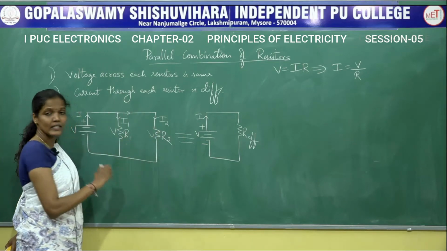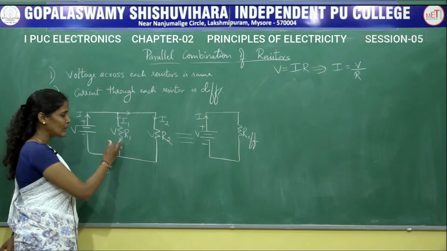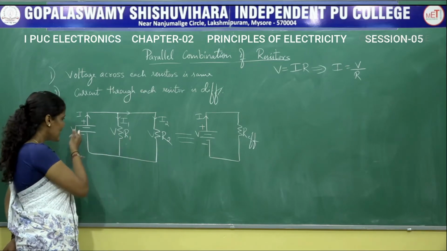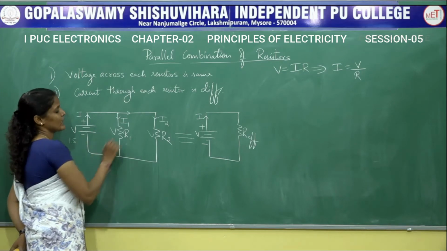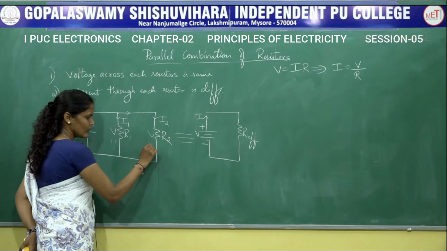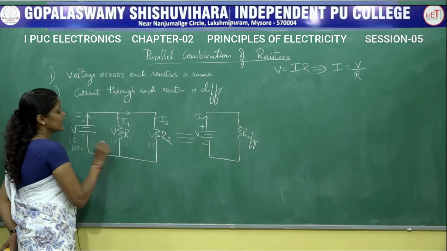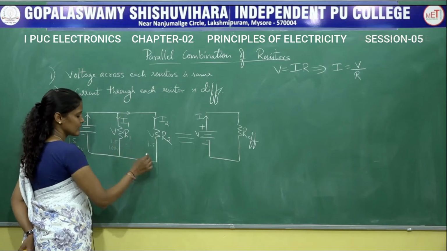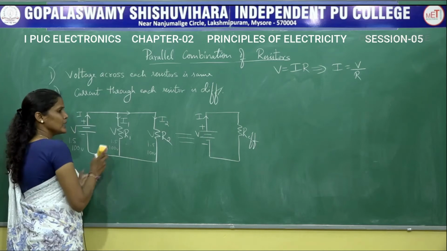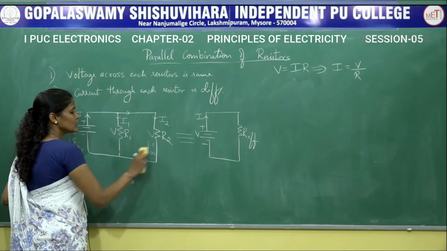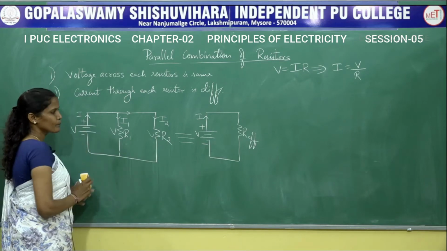However many resistors are connected in parallel, the voltage across all the resistors will be common, the same as what you are applying. If you are applying 1.5 volts, 1.5 volts will appear across each resistor. If you are applying 100 volts, then 100 volts will apply across this resistor, and 100 volts will appear across this resistor. That is, the voltage will remain constant throughout the resistors which are connected in parallel.